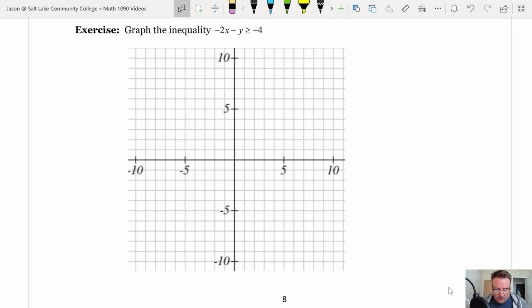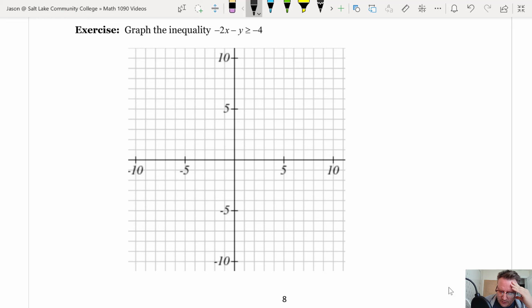Okay, graph the inequality negative 2x minus y is greater than or equal to negative 4. So first, remember to do this, I want to graph the corresponding line. And it's easiest to graph the corresponding line if I put it into slope-intercept form.